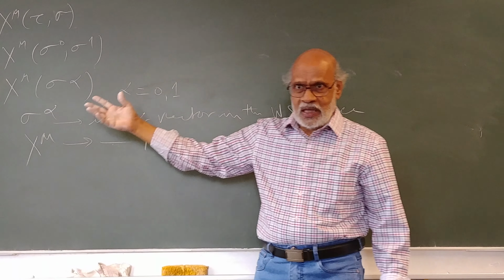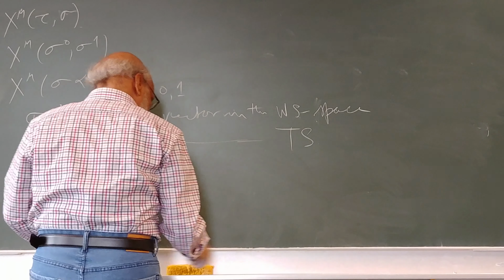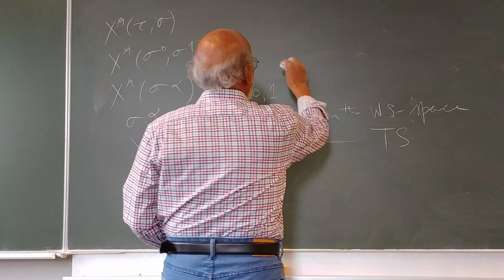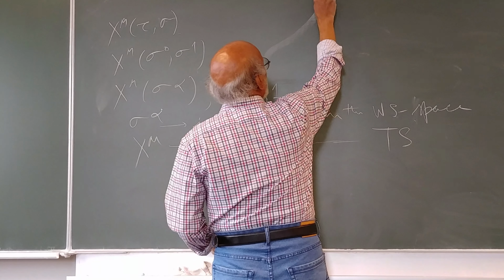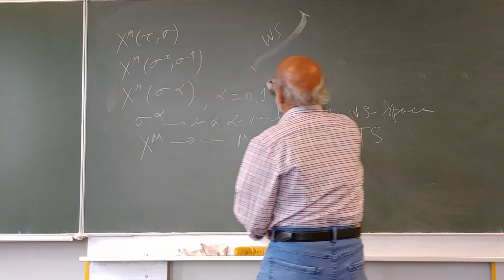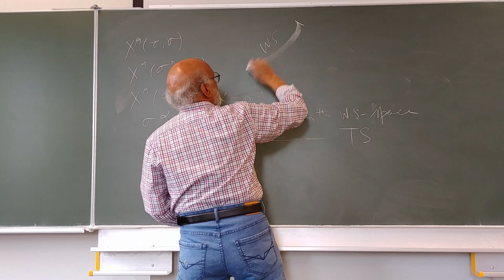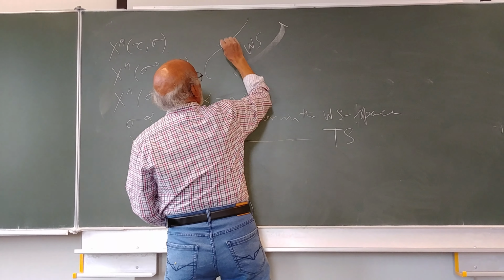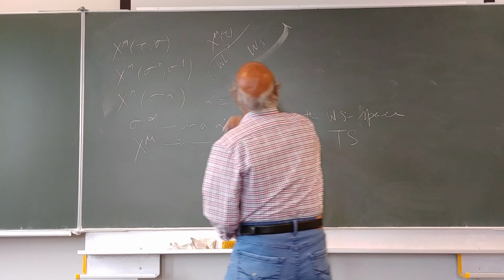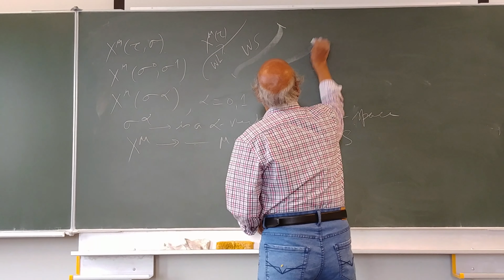Now the world-sheet space. Okay, so if the 1-dimensional object moves like this, it creates a world-sheet. It spans or shifts out a surface which is called the world-sheet. This was the world-line. And this is a world-sheet.